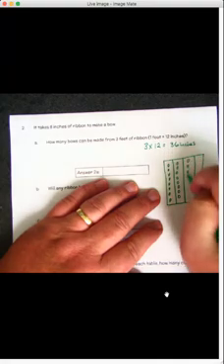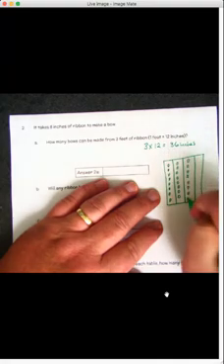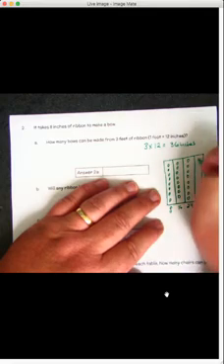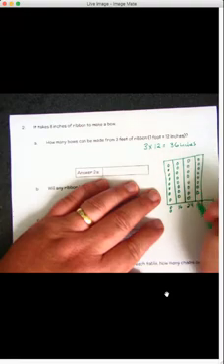1, 2, 3, 4, 5, 6, 7, 8. So let's make sure we don't forget, there's 8, there's 16. 16 and 8, another group of 8 would be 24. Let's do another group of 8. 1, 2, 3, 4, 5, 6, 7, 8. 24 and 8 more would be 32.